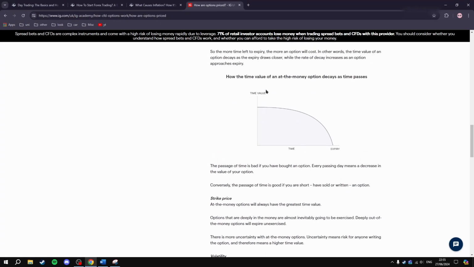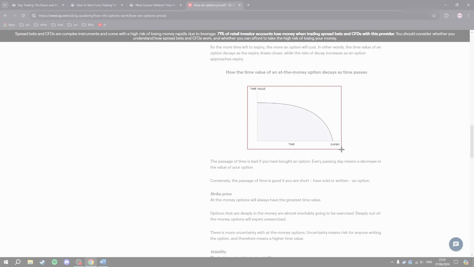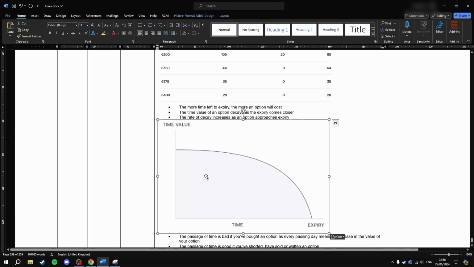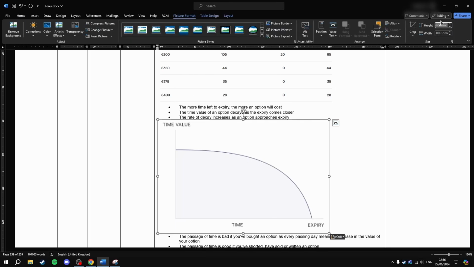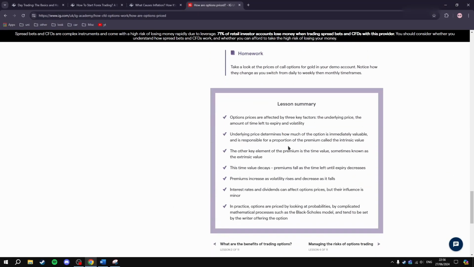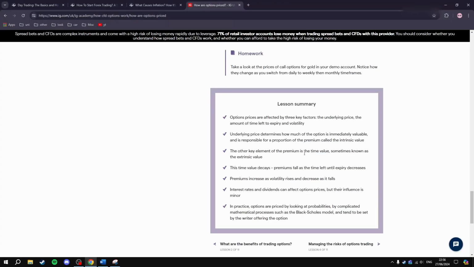I should probably have that graph actually. So the time value decays, premium falls as the time left until expiry decreases.